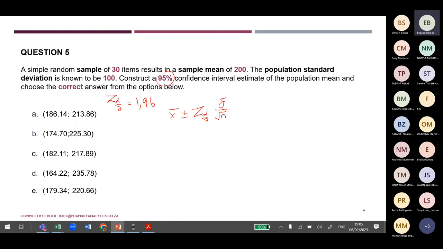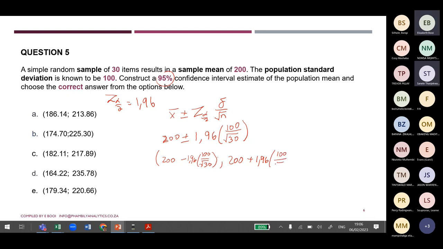Your sample mean is 200 plus or minus your critical value. I already told you that it's 1.96. You can go check it. Times your standard deviation, which was known to be 100, divided by the square root of the sample, which is 30. Remember, you do the minus first, and then you do the plus. So it will be 200 minus 1.96 times 100 over the square root of 30, and 200 plus 1.96 times 100 over the square root of 30.